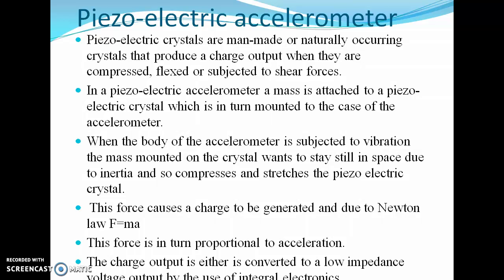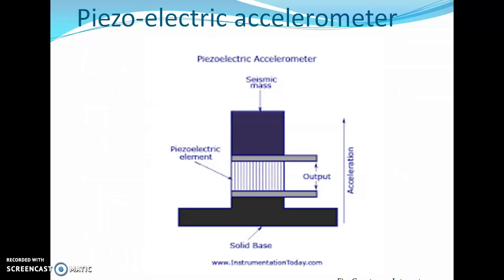The charge output is either converted to a low impedance voltage output. So whatever output is there, that is converted into voltage. So this is the figure for the piezoelectric accelerometer.